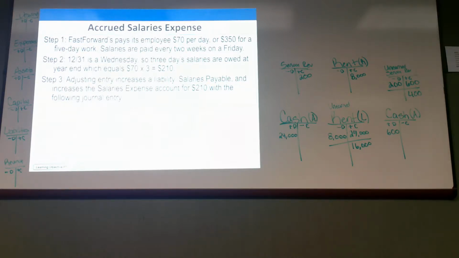So they're talking about Monday, Tuesday, and Wednesday of that week. They're telling you that this is still owed and it should be recorded at the end of December. It says the adjusting entry increases the liability, salaries payable, and increases the salaries expense account by $210 with the following journal entry. Does everybody understand what they're doing?